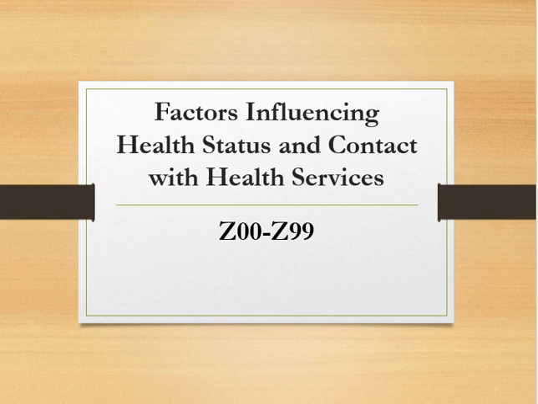Today, we're going to focus on Chapter 21. This is the last chapter in your tabular list. It focuses on factors influencing health status and contact with health services. So these are our Z codes.